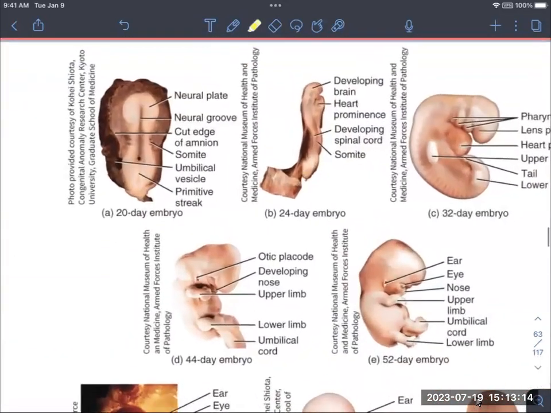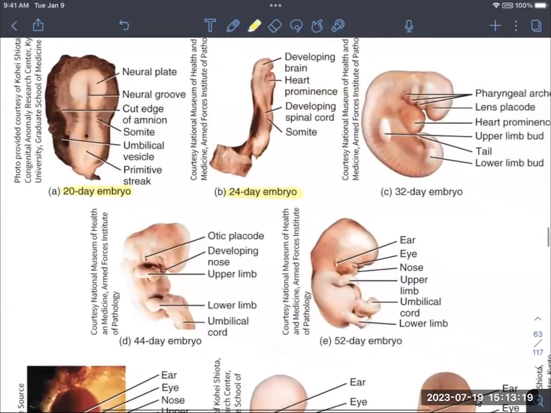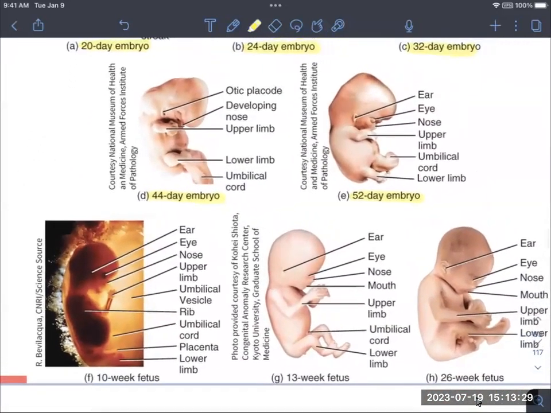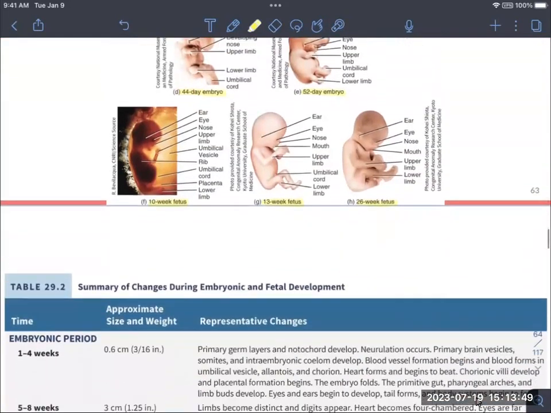So here we can see day 22, what we have at day 24. By day 32, 44, 52, you can see 10 weeks, 13 weeks, 26 weeks. You can see how this is differentiating from a bunch of cells to an embryo to a fetus.